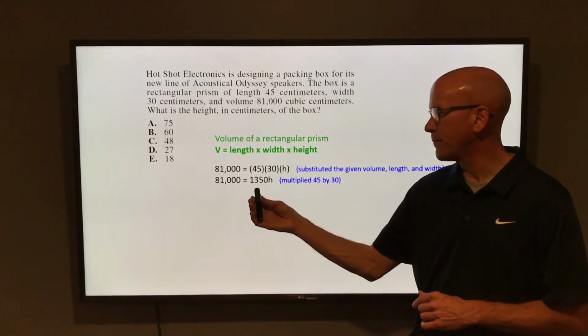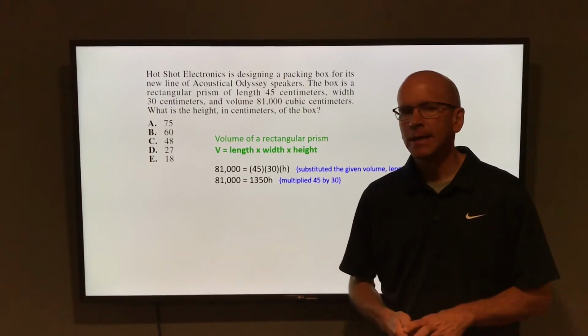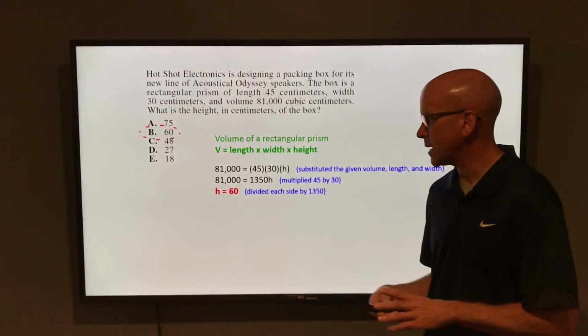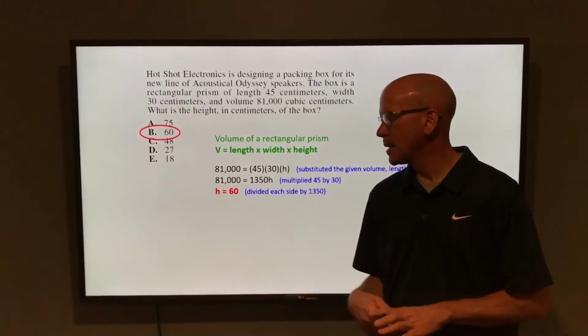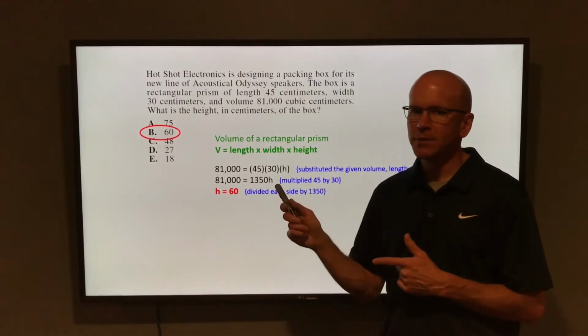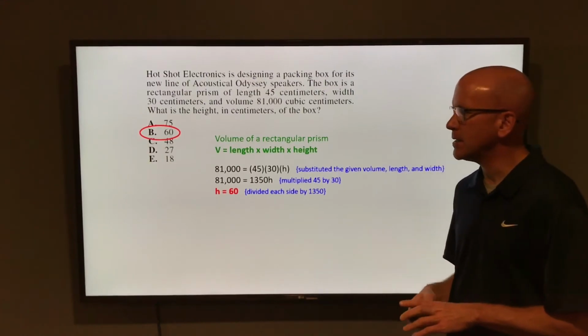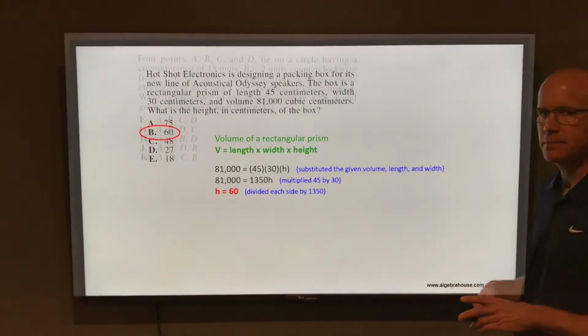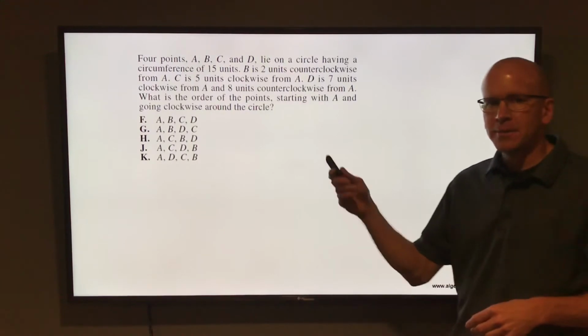So 1,350 times h equals 81,000, and then simply divide each side by 1,350, get h equals 60. Don't miss that one. That is a very easy one on the ACT that you wouldn't want to miss. Letter B is correct.